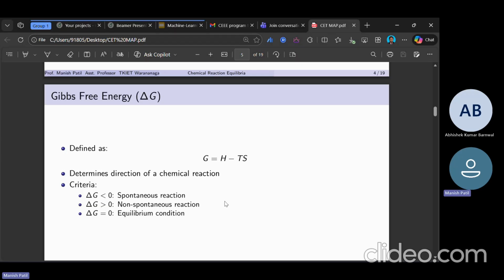The criteria are simple: if delta G is less than 0, it is a spontaneous reaction. Delta G greater than 0 is a non-spontaneous reaction. Delta G equal to 0 is the equilibrium condition. A reaction can be endothermic but spontaneous, and a reaction can be exothermic but non-spontaneous.